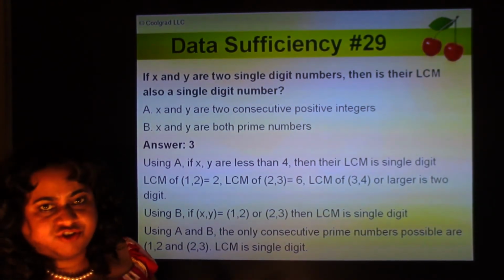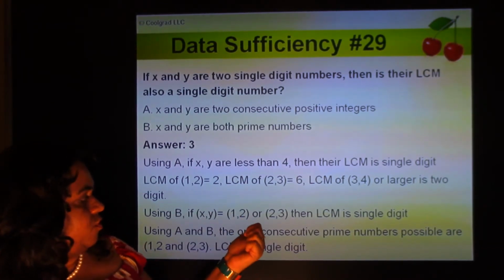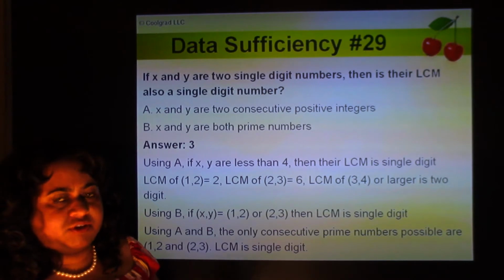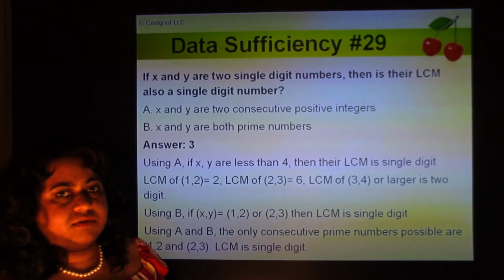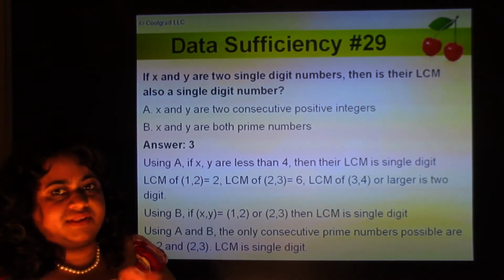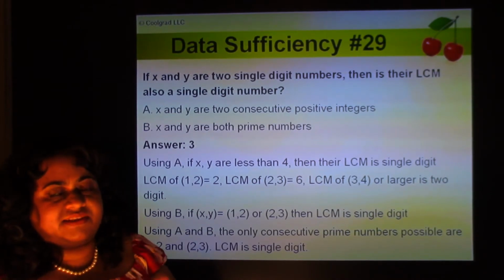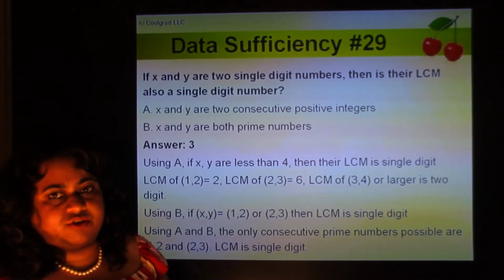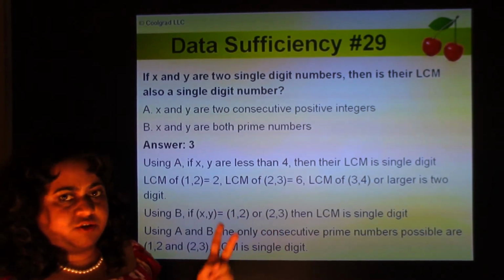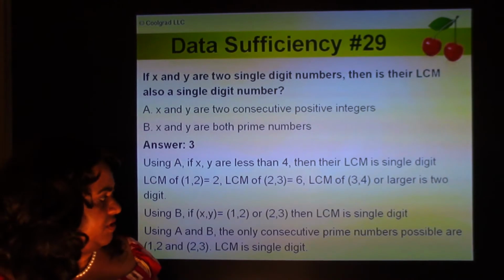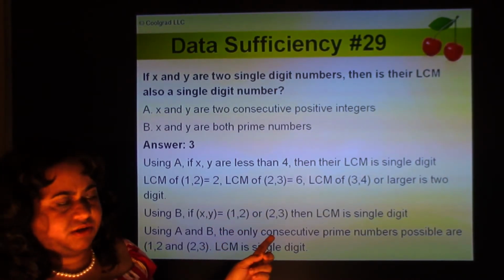Okay, so how many integers can be consecutive and both prime numbers? You can only have 1 and 2 or 2 and 3, right? Because if you use 3 and 4, then 4 is not a prime number. Even if you use 5 and 6, you can't, because 6 is not a prime number. 6 and 7, so 6 and 8 are not prime numbers, and then 9 is not a prime number. So you can only have 1 and 2 or 2 and 3. These are the only two sets of prime numbers which are consecutive, single digit.